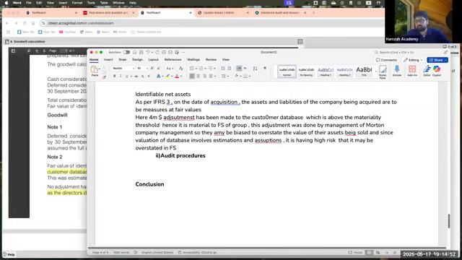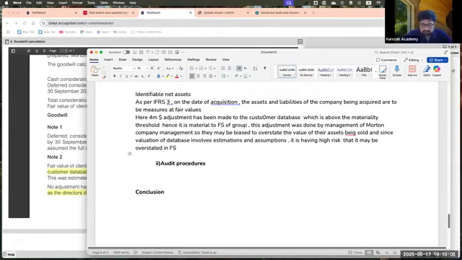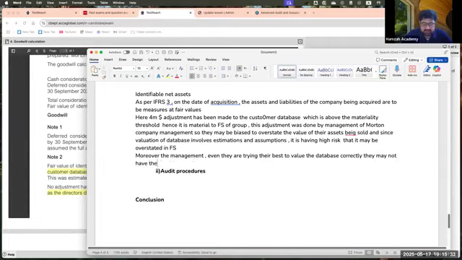Now, next. Moreover, even if the management are trying their best to value the database correctly, they may not have the relevant competence or experience to do such valuations.